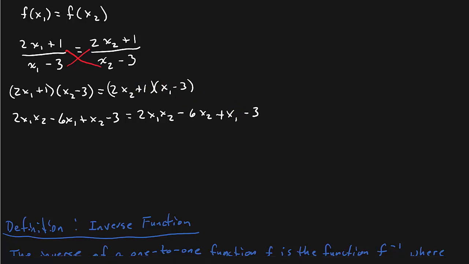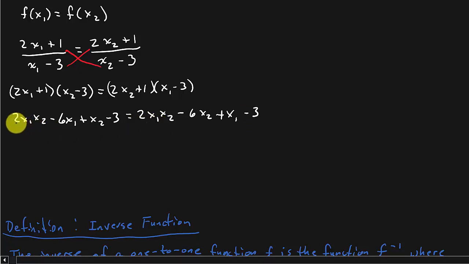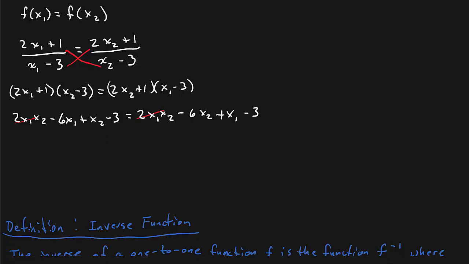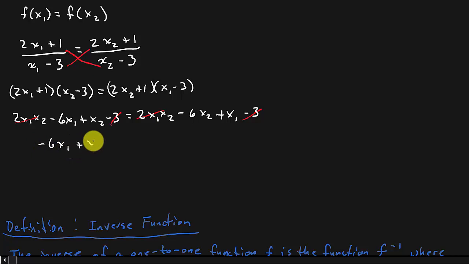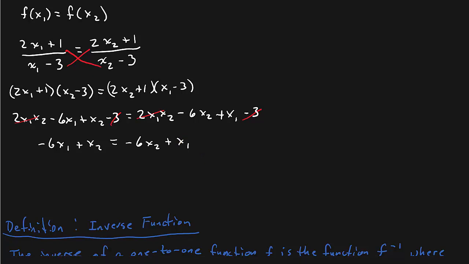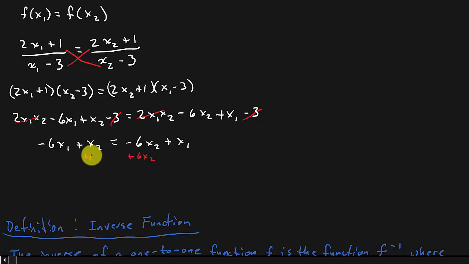All right, so you can see that if we subtract 2x1 x2 from both sides, those cancel out. And then you can see that the minus 3 and the minus 3 cancel out. So we're left with negative 6x1 plus x2 equals negative 6x2 plus x1. All right. So now let's get everything on one side. So if I add 6x2 to both sides and add 6x1 to both sides, then that is going to give me 7x2 equals 7x1. And then if we divide both sides by 7, I get x2 equals x1.